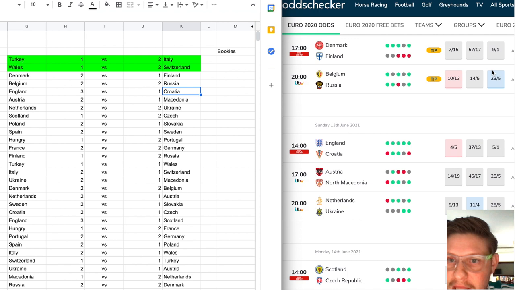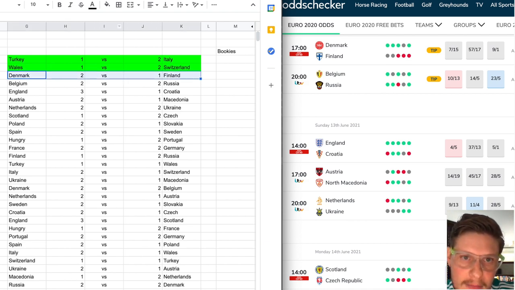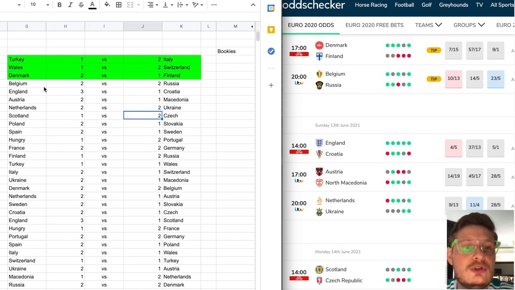So let's now look at Denmark versus Finland. Our model is favoring the Danes over the Finns. And geez, 9-1, that is huge, which means they're also favoring Denmark. Look at that, our model is picking the winner. To go into the actual scores, that's a little bit of superior accuracy. But let's see.